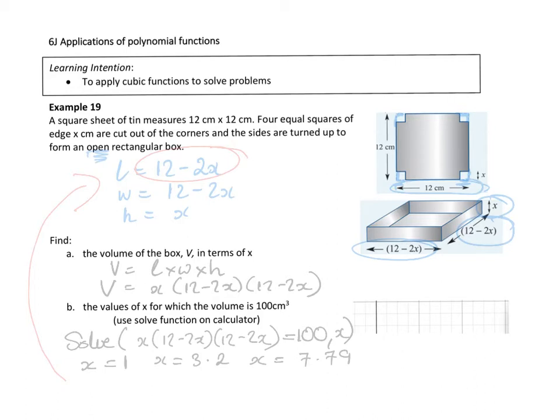Okay, what about the last one? 7.79. So 12 take away 2 times 7.79. Well, already I can see that 2 times this is bigger than 15, and I'm going to end up with a negative length. So in actual fact, this is not going to be one of my solutions. My two x values there are 1 and 3.2.